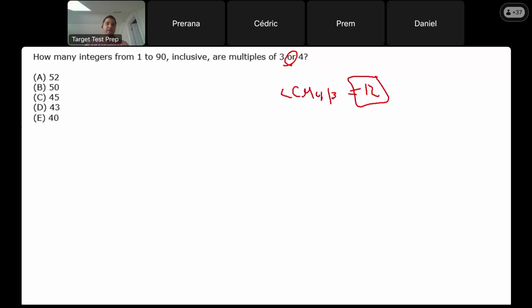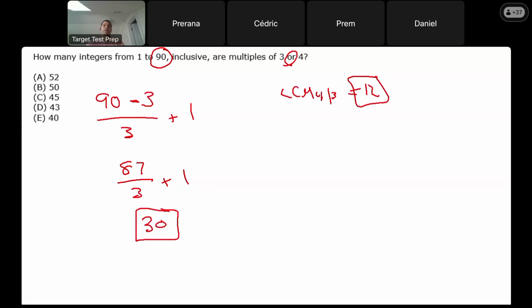Well, you've got to find the biggest multiple of 3 in your set. That's obviously 90. So 90 minus 3 over 3 plus 1, 87 over 3 plus 1. So we have 87 divided by 3 plus 1, that's 30. So there's 30 multiples of 3 in our set. And then we're going to do the same thing with multiples of 4. 88 is the biggest multiple of 4. 88 minus 4 divided by 4 plus 1. 84 divided by 4, 21, plus 1 is 22.